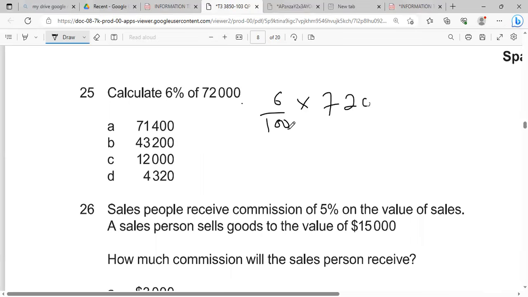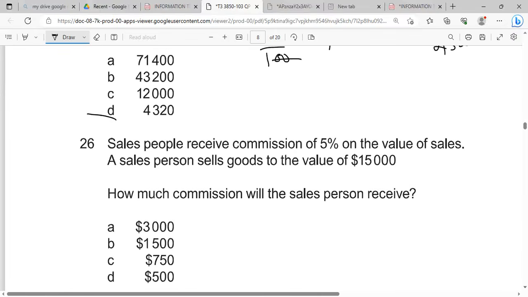So we know two of the zeros are going to cancel. We'll divide by 10. 6 times 2 is 12, 2 carry 1. 6 times 7 is 42 and 1 is 43. So that's 4,320. All right, let's look at number 26.